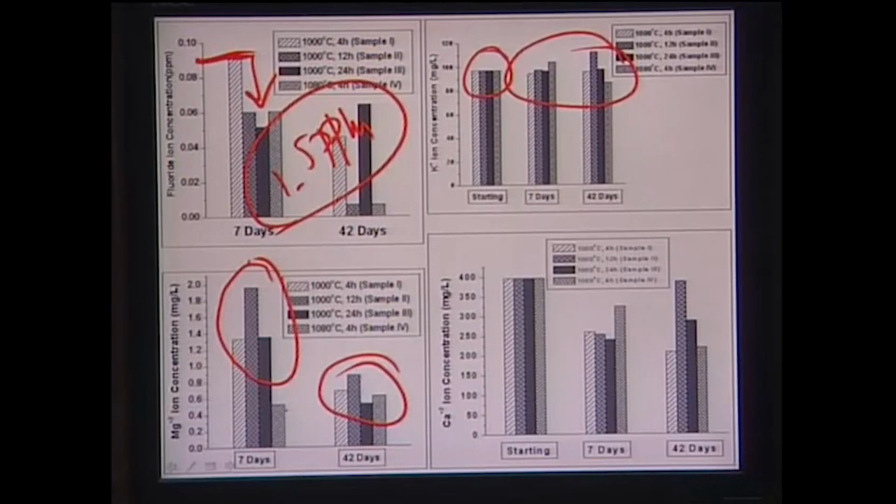The other important thing you notice is in the calcium ion concentration. Calcium ion in the solution was much higher, but after 7 days and after 42 days, the calcium ion concentration was largely reduced from the starting solution. What does it mean? This means that the calcium ion forms calcium phosphate on the material, and therefore the calcium ion content in the solution is reduced.